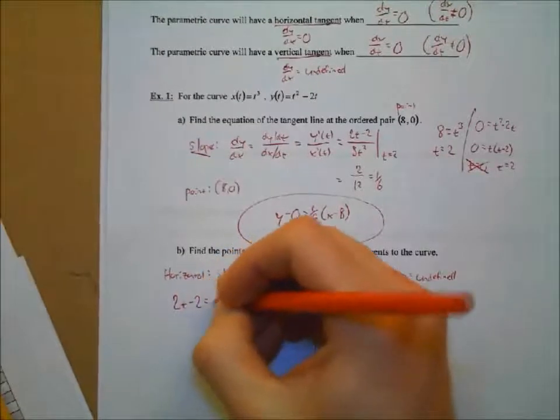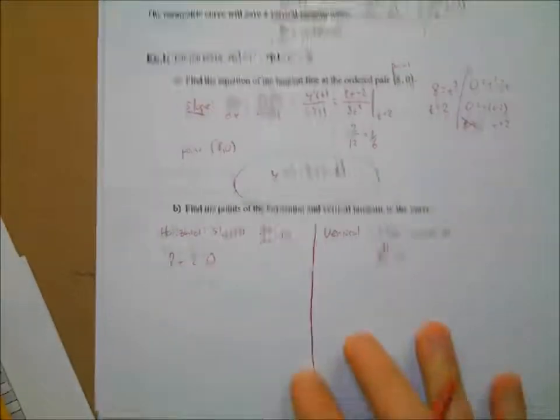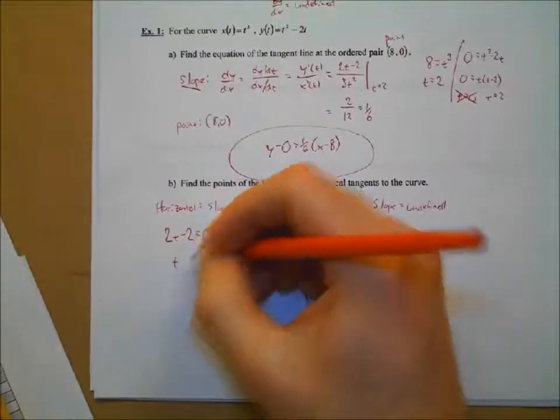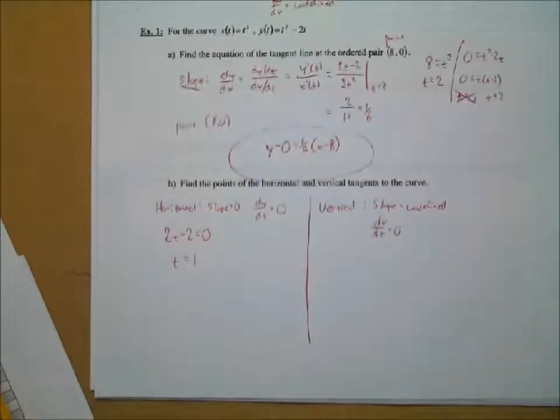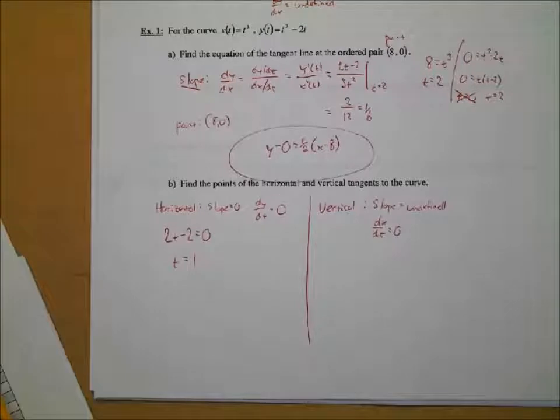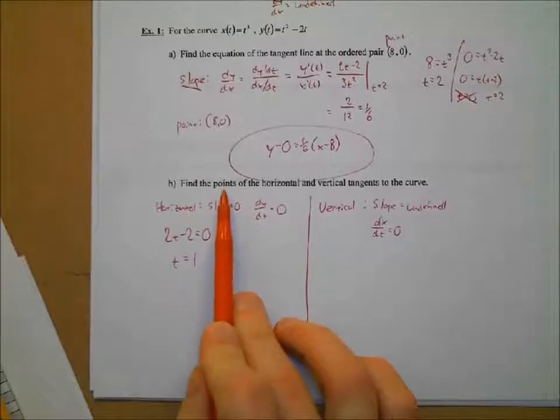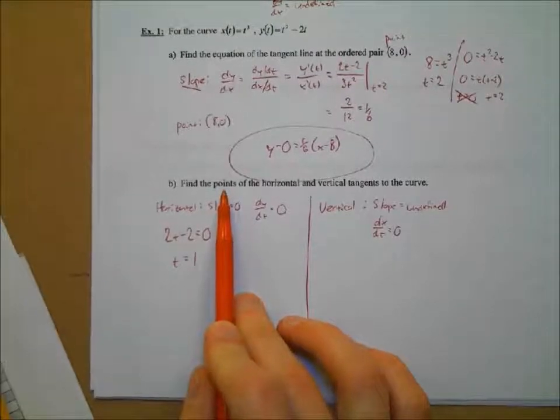Right, and that's equal to 0. All right, we'll solve for t here. So we're going to add 2 over, divide by 2, we get t equals 1. Very good. Is that our final answer, though? What do you say? No. Where it says find the points, that means we need to come up with an x coordinate and a y coordinate.